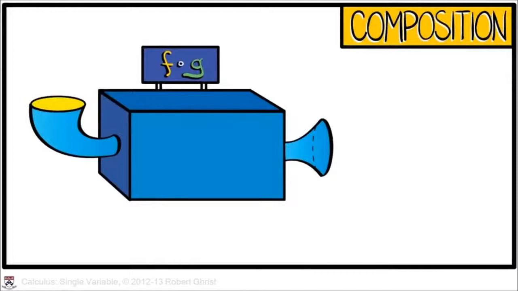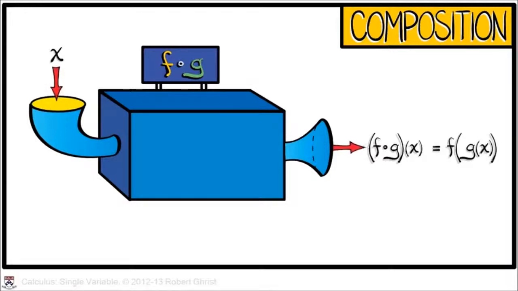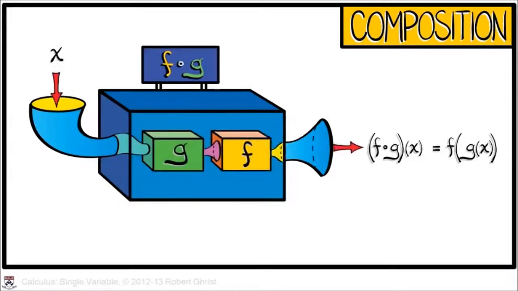Perhaps the most important is that of composition. F composed with g. This is the function that takes as its input x and returns its output, denoted f composed with g of x, and that is g of x fed into the function f. We say f of g of x. One can visualize this as chaining together the functions f and g in the proper order. g comes first, and then f.